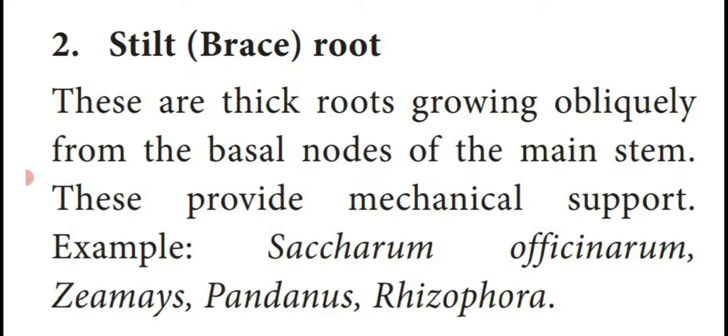Example, sugarcane. Binomial name is Saccharum officinarum. Zea mays, that means maize plant, Makkacholam in Tamil. Then another one, Pandanus. Then Rhizophora. Rhizophora is what is that one? The other one is also a breathing root, isn't it? Example for breathing root. So, the stilt roots are giving mechanical support to the plants.